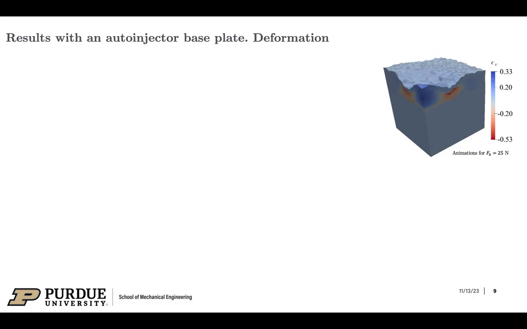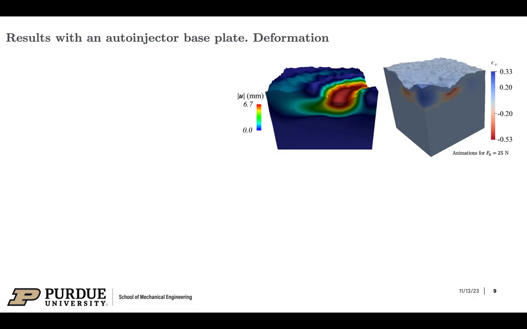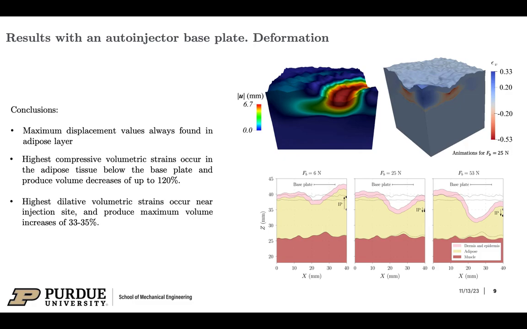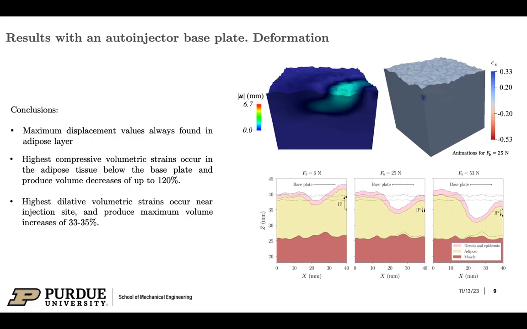We also studied the deformation of the tissue layers. The animation on the right shows the spatial distribution of volumetric strain, and we see that the highest compressive volumetric strain occurred in the adipose layer below the base plate. Here we can also see the vertical displacement field. The maximum vertical displacements are located underneath the base plate. And we also see that the highest dilated volumetric strains occur near the injection site and produce a maximum volume increase of 33 to 35%.